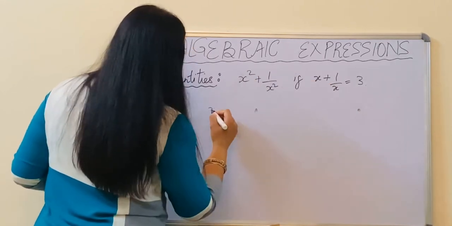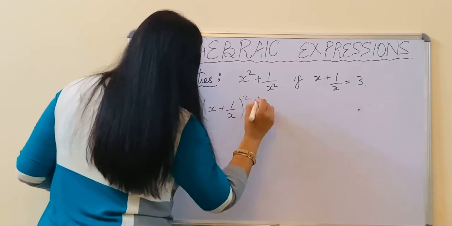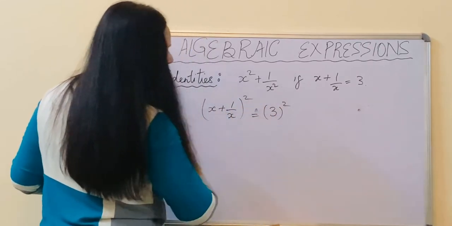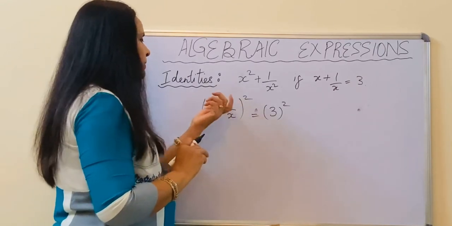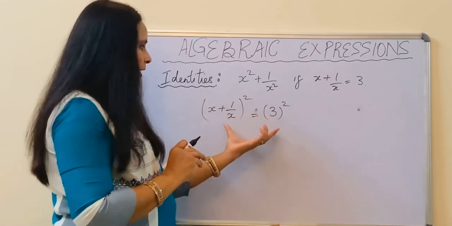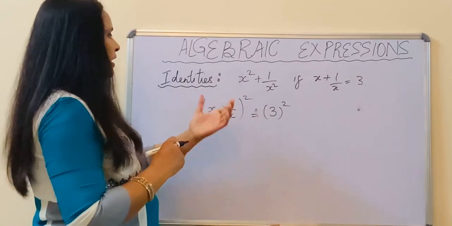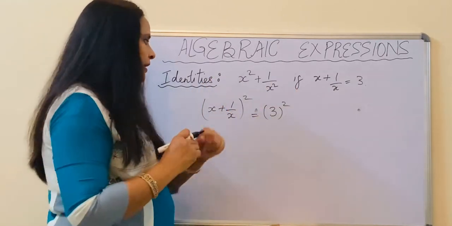Because we have an equal sign, this is a mathematical equation in which the left hand side should be equal to the right hand side. If we are squaring the left hand side, we have to square the right hand side too.